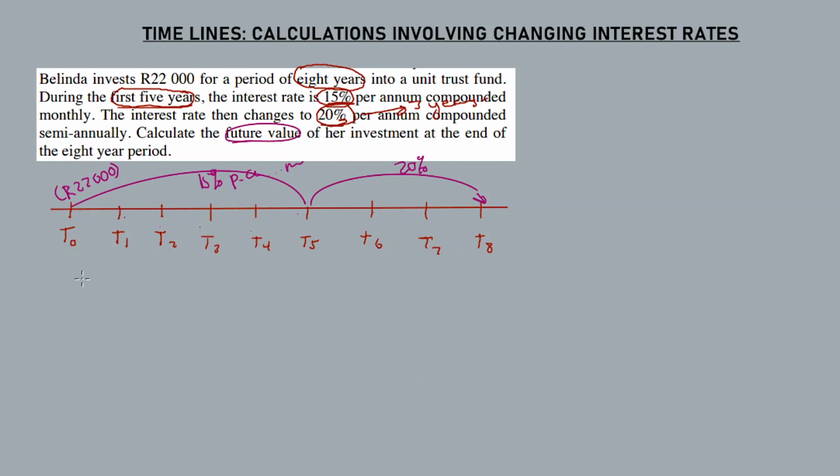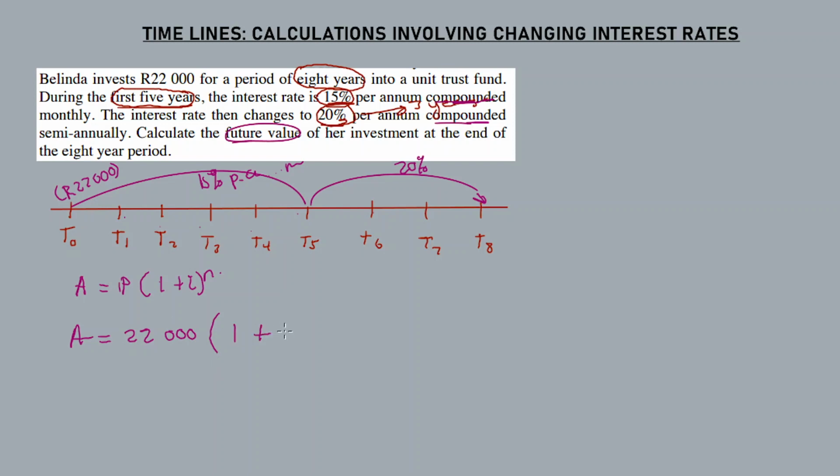See, the accumulated amount is equal to, of course, we apply the compound interest formula, 1 plus i raised to exponent n. Why? Because it's compounded. So accumulated is equal to, what's the present value? Invested amount, 22,000.